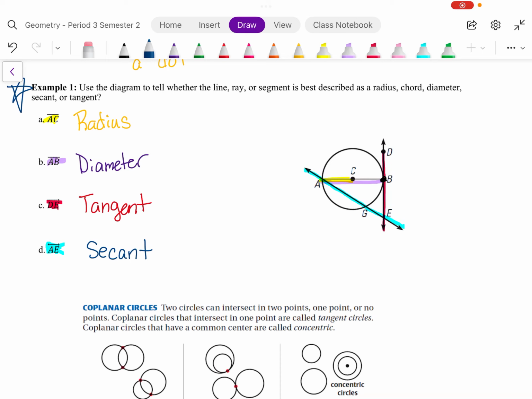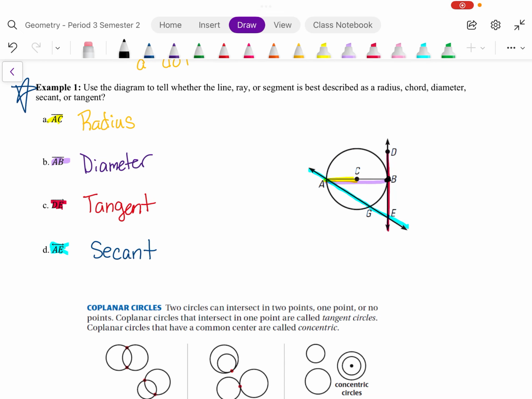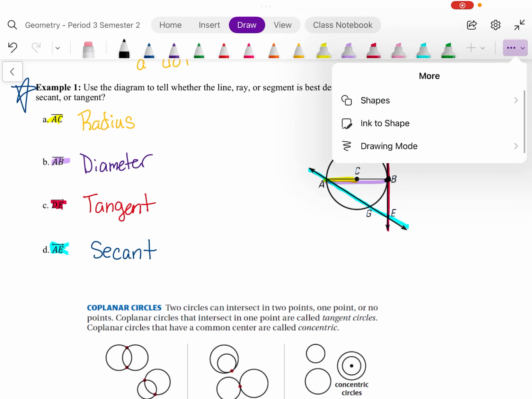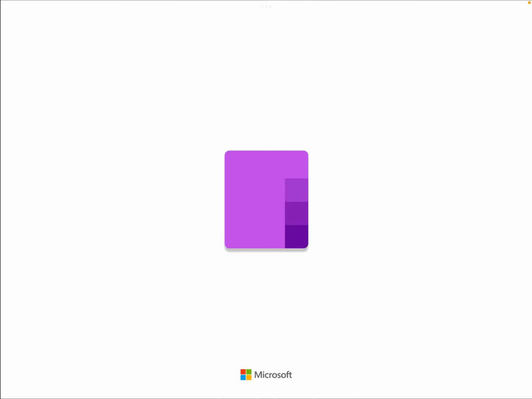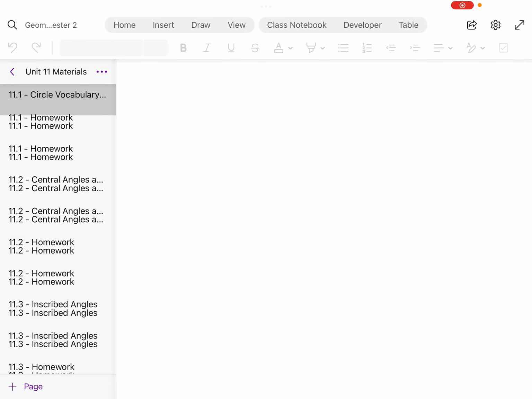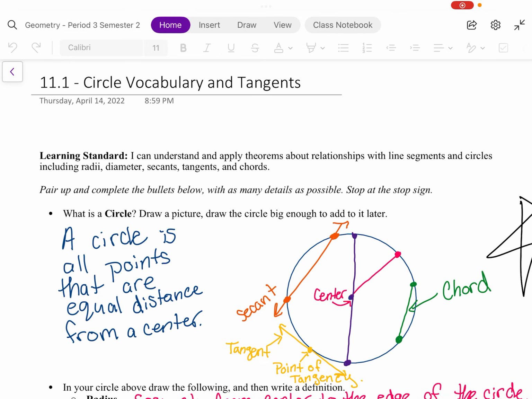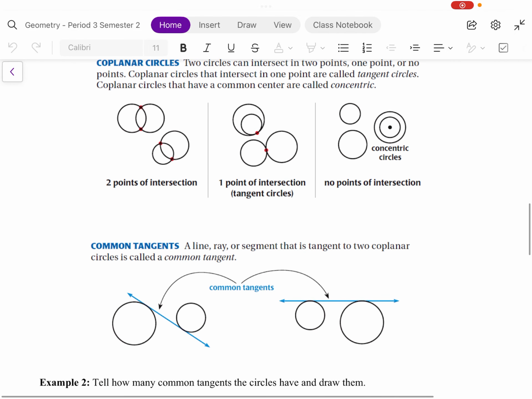Okay, and next we have coplanar circles. There we go. Let's see. Oh, sorry, my iPad is not working very well right now. Sorry about that. Let's try this again. There we go. Now it's letting me scroll.